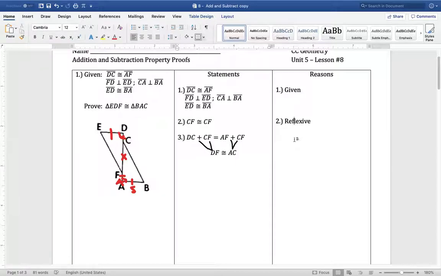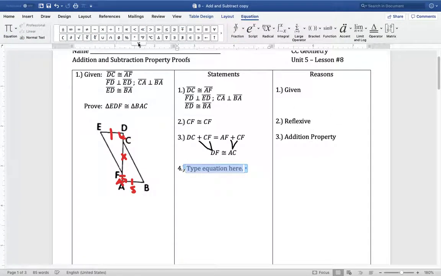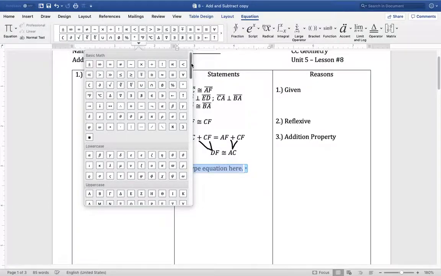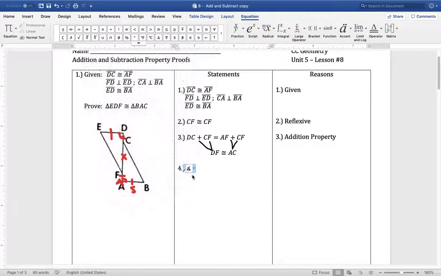And then the reason for this is our new thing here. This is called the addition property. The addition property allows us to add like pieces that we already know are congruent to each other, and then it gives you a longer piece that's congruent. So the fourth step here is that we need to say angle D and angle A are right angles. So I'll get into that. That came from perpendicular. So I get my little angle symbol here. And that is, let me just copy it, because I'm going to need it.